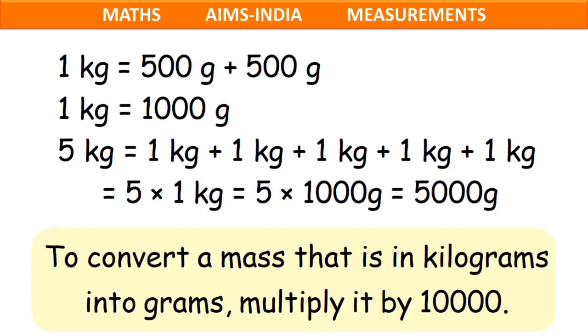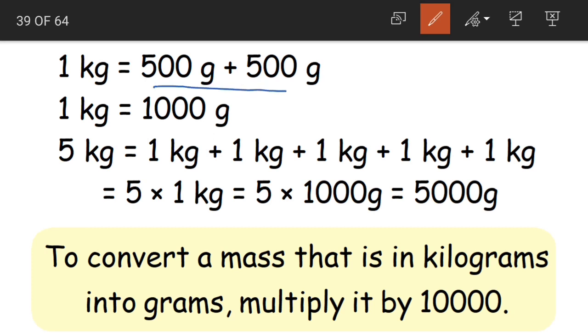Now 1 kg is equal to 500 grams plus 500 grams. So 1 kg is equal to 1000 grams. This is the relationship between 1 kilogram and grams: 1 kilogram is equal to 1000 grams.